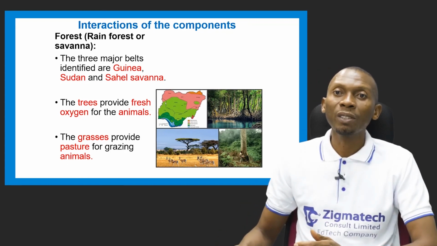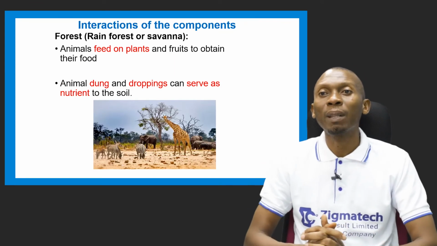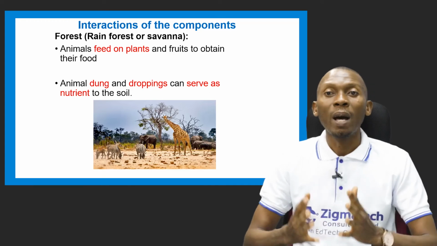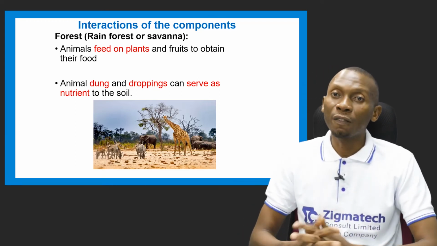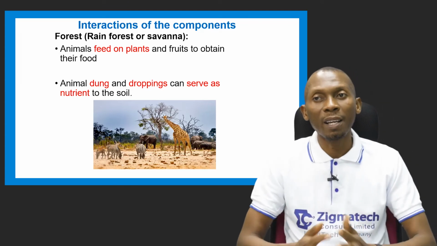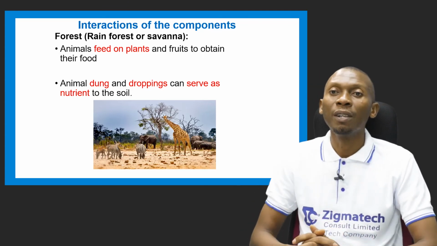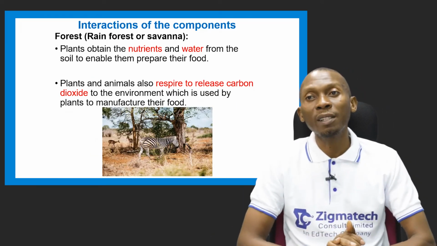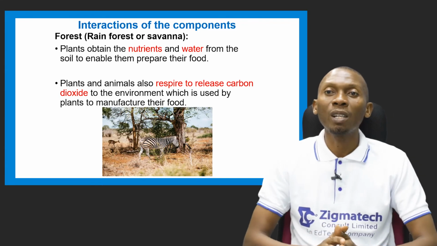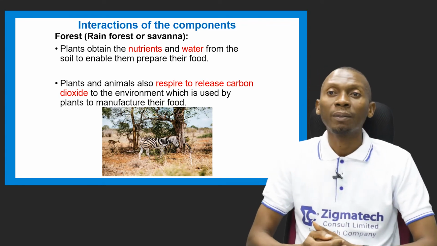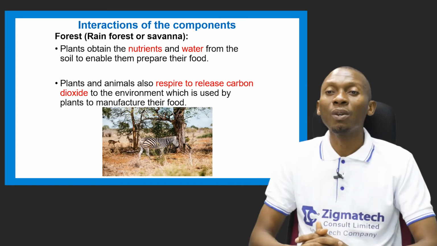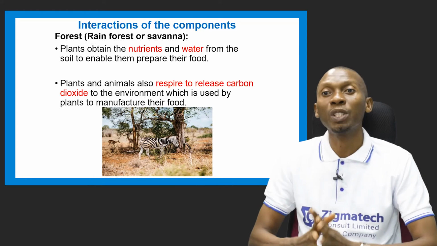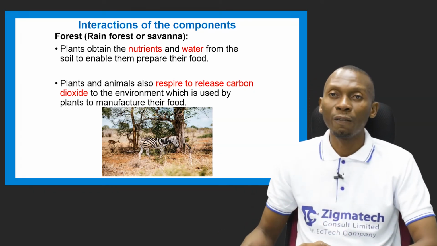So that's an interaction. Then the animals feed on the plants and the fruits to obtain their food, while the dung or the droppings from the animals serve as a form of nutrients to the soil. Then we also have the plants obtaining nutrients and water from the soil to enable them to grow. The plants and the animals also respire, and in the process they release carbon dioxide to the environment, which the plants use to carry out photosynthesis.